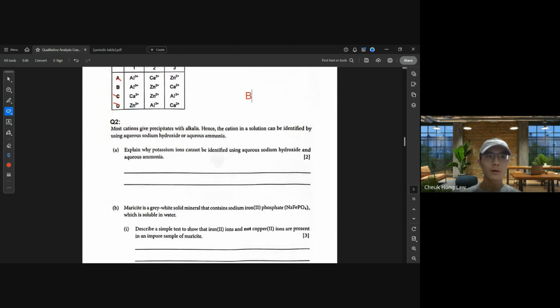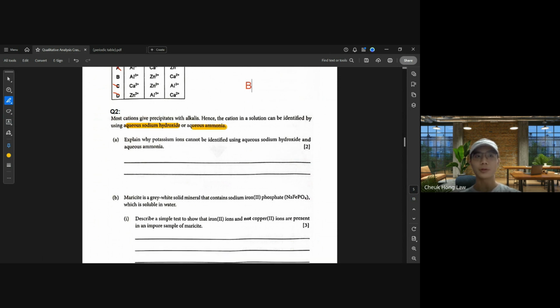For question 2: most cations give precipitates with alkalis. Hence the cation in a solution can be identified by using aqueous sodium hydroxide or aqueous ammonia. Explain why potassium ions cannot be identified using aqueous sodium hydroxide and aqueous ammonia. The thing about potassium ions is, when they react with either sodium hydroxide or aqueous ammonia, what will it form?